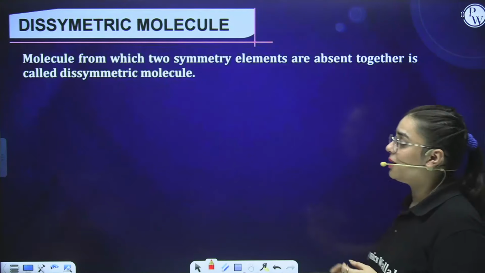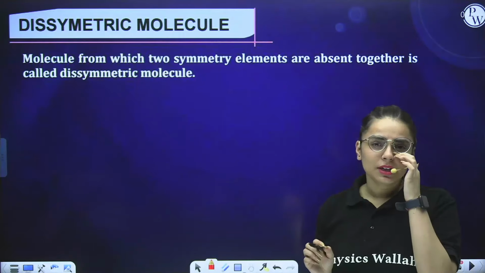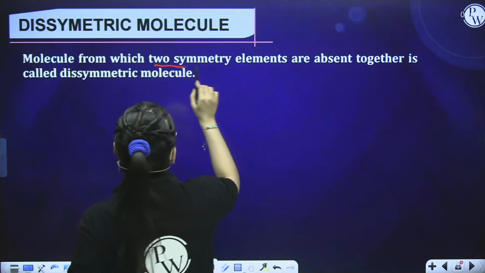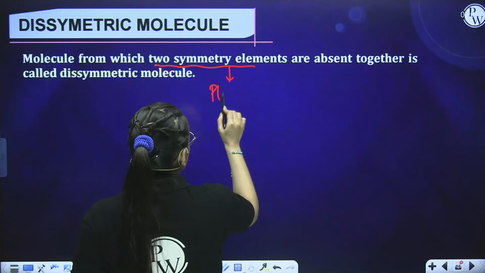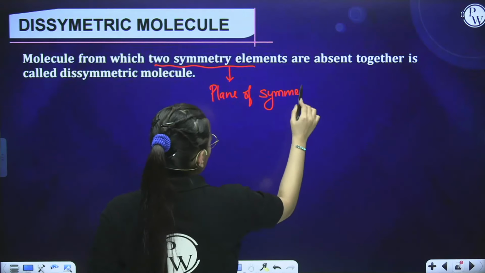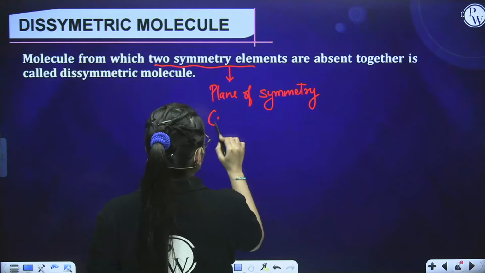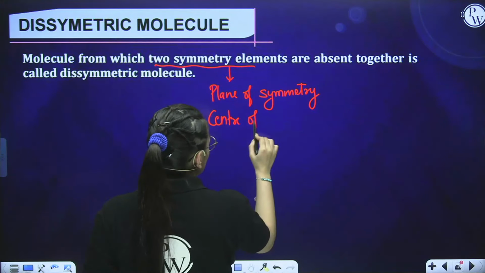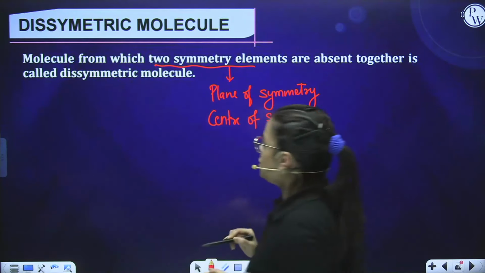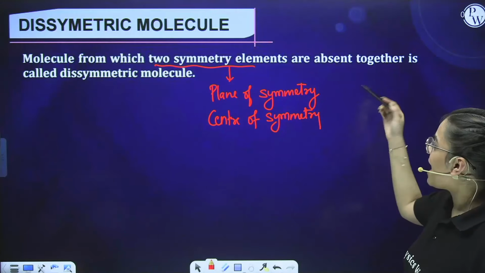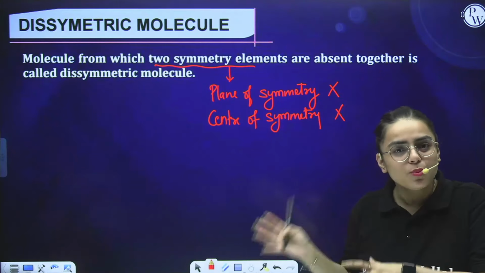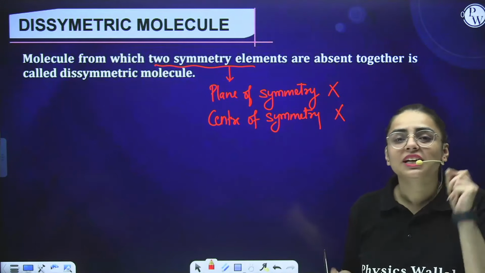Now the next condition comes: disymmetric molecule. A disymmetric molecule is a molecule from which two symmetry elements are absent. These two symmetry elements are: one, plane of symmetry, and another, center of symmetry. A molecule in which these two symmetry elements are absent together is referred to as a disymmetric molecule, and when both are absent, the molecule is said to be an optically active compound.